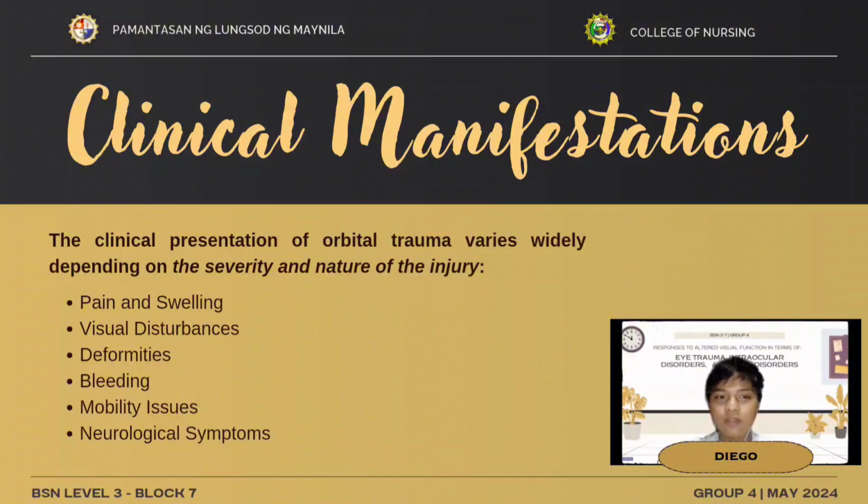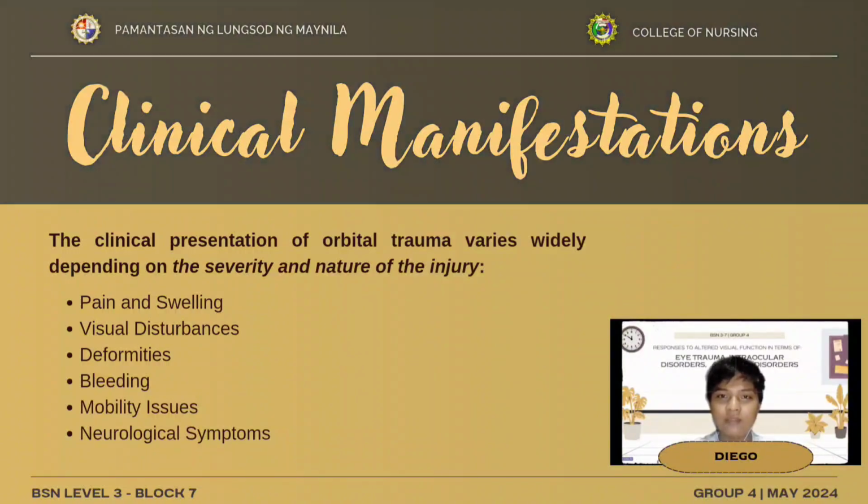Bleeding, subconjunctival hemorrhage, bleeding from the nose or mouth, or hyphema. Number 4, mobility issues, restricted eye movement due to muscle entrapment or nerve damage. Lastly is the neurological symptoms, numbness in the cheek, forehead, or upper lip if nerves are affected.